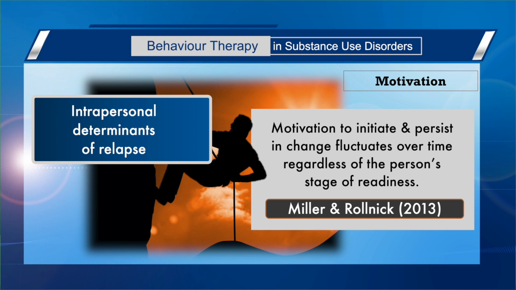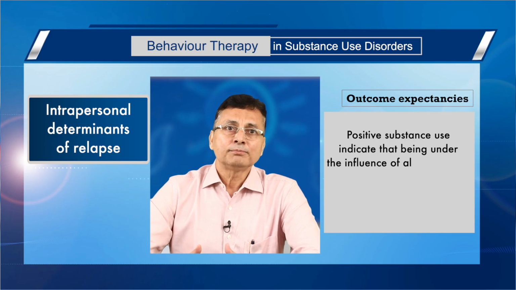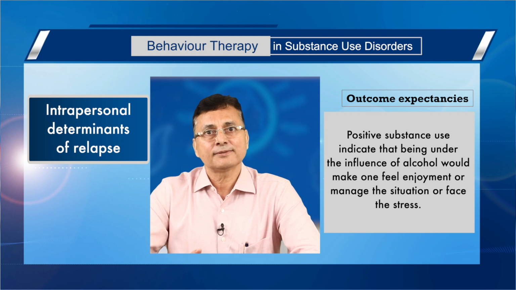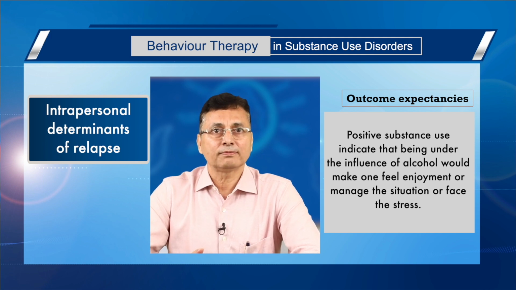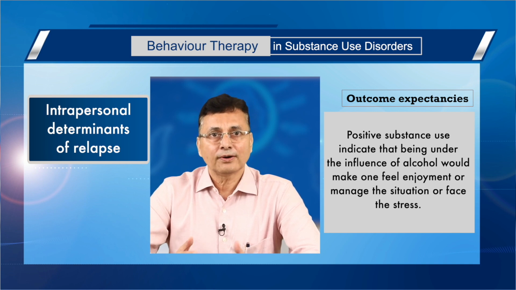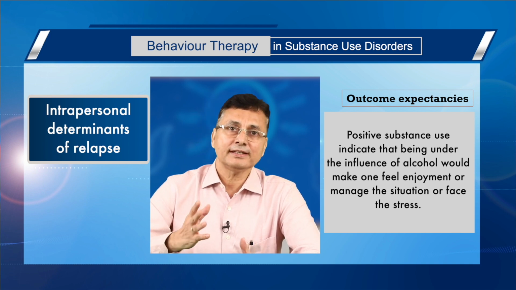Another concept is outcome expectancies. Outcome expectancies have been found to be a potentially modifiable risk factor for substance use onset. These are the beliefs regarding the positive and negative behavioral, cognitive and emotional effects of a substance. For example, positive substance use expectancies are that being under the influence of alcohol would make one feel enjoyment, or manage the situation or face the stress.